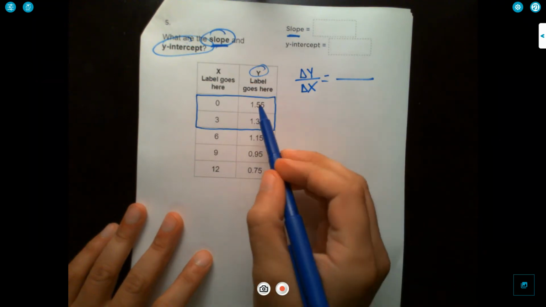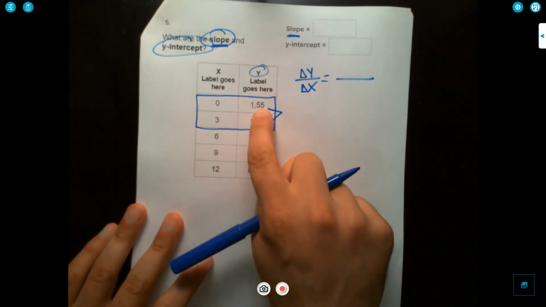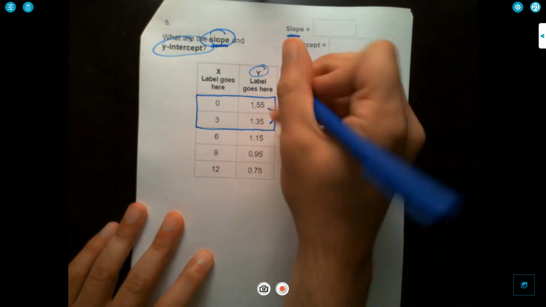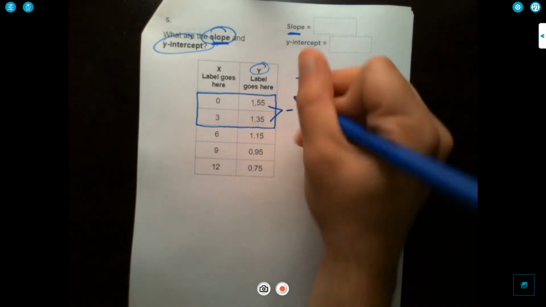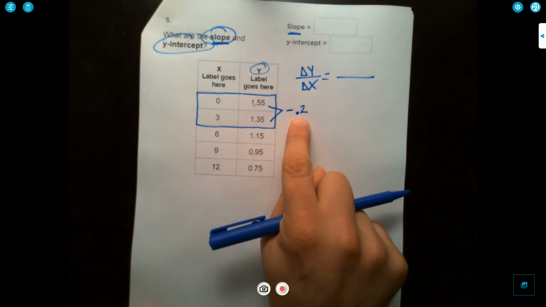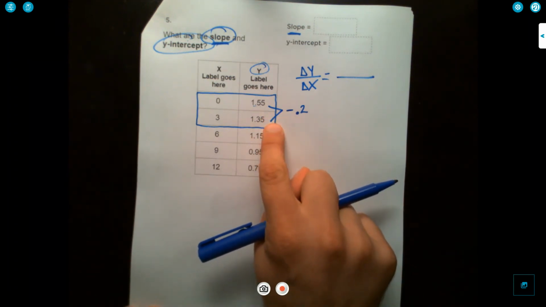I'm going to calculate the difference from 1.55 to 1.35. Now we already know we're subtracting because going from 1.55 to 1.35, we're taking away. So I'm going to find that difference. 1.55 minus 1.35, and that's 0.2. Don't freak out if you get a decimal. That's quite all right. So negative 0.2. We're going down by 0.2.